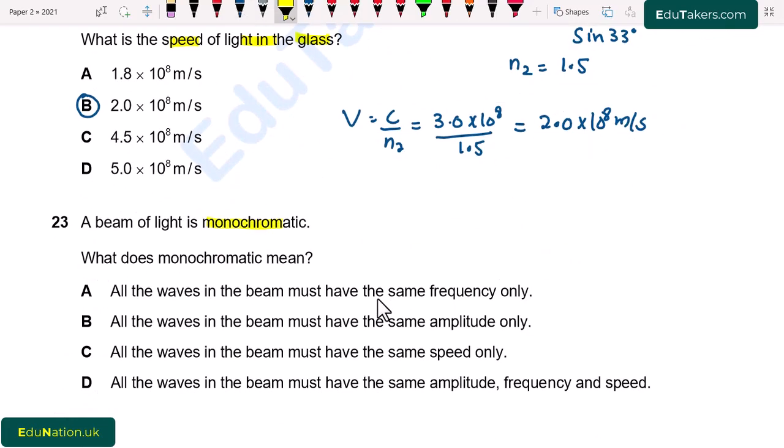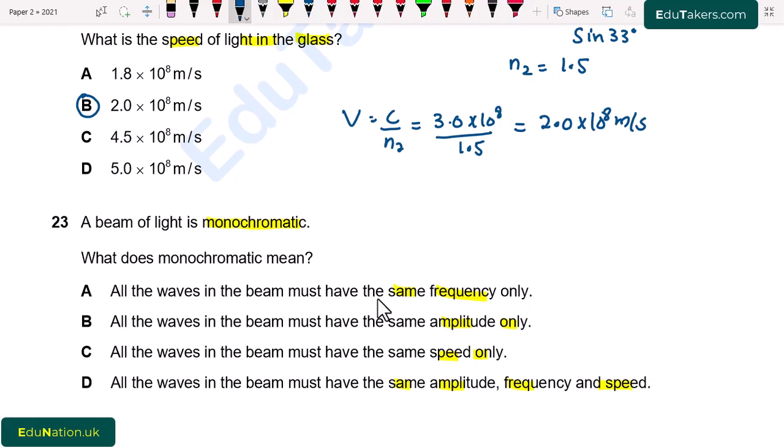Question number 23. A beam of light is monochromatic. What does monochromatic mean? A. All the waves in the beam must have the same frequency. B. All the waves in the beam must have the same amplitude only. C. All the waves in the beam must have the same speed only. D. All the waves in the beam must have the same amplitude, frequency and speed.